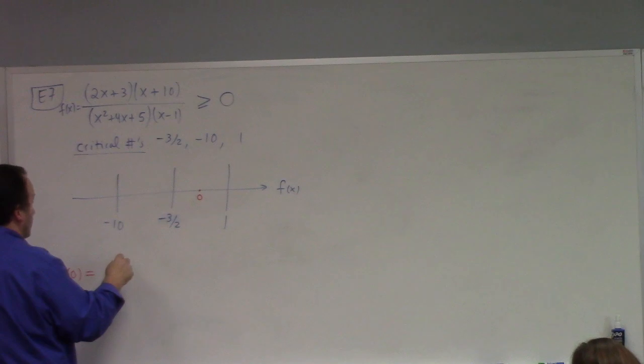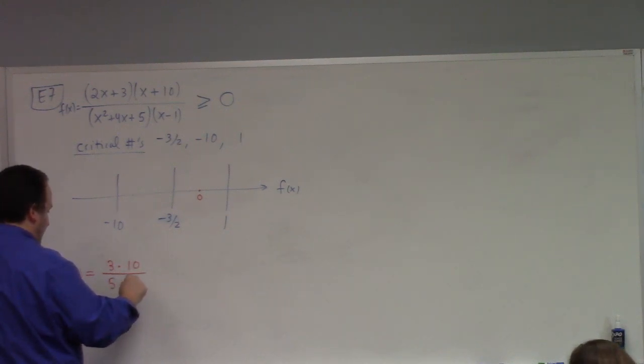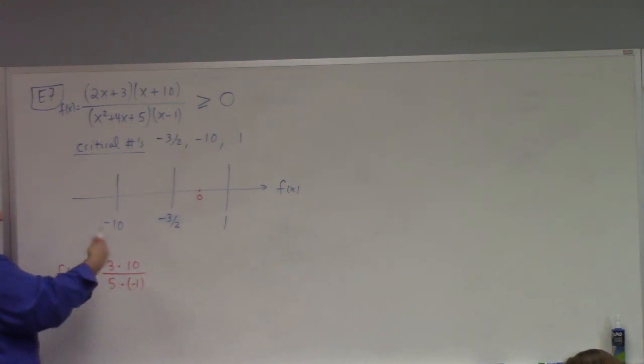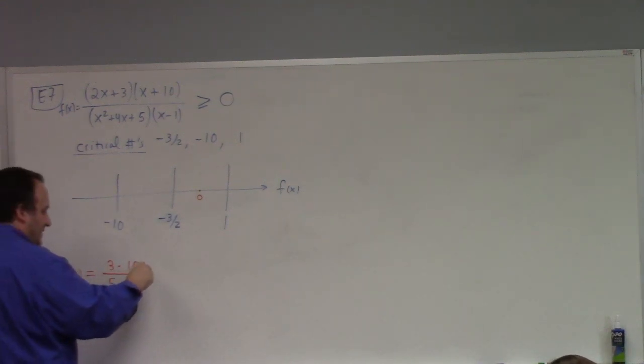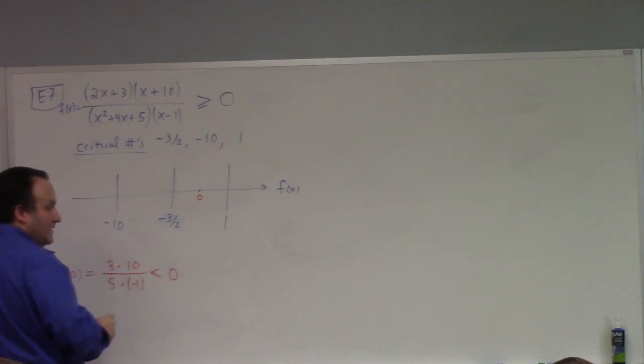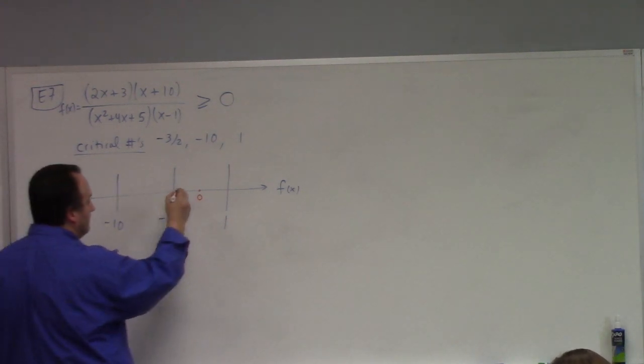We'd do what? 3 times 10 divided by 5 times minus 1, right? Because if x is equal to 0, you just keep the numbers. That's how the function evaluates at that point, yeah? And so the larger point here is that this is less than 0. So because of that, I can put minuses up in here.